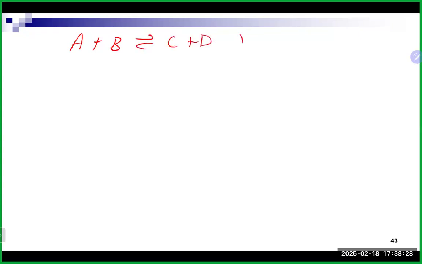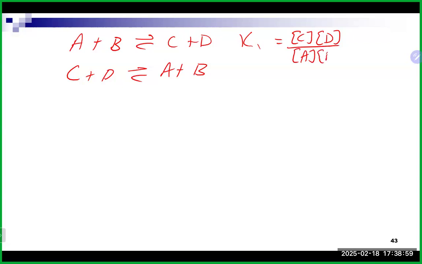So if we had, say, K1 here, and let's just say again, we did not need this equation the way it's written, but we actually need the reverse of that equation, which is C and D being our reactants and A and B being our products. We can reverse this reaction. And when we reverse a reaction, if we did an equilibrium expression for the first one, it is C times D over A times B.